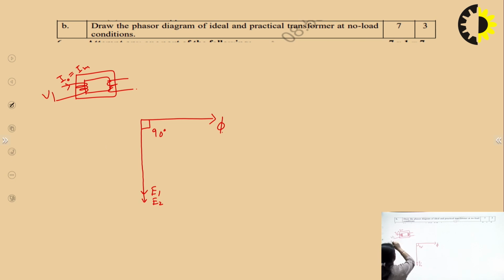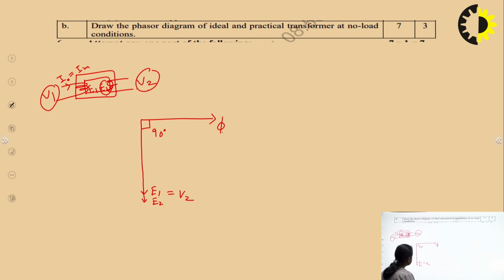So here we are applying the voltage V1 and we are getting V2, and the induced EMFs are E1 and E2. As there is no loss, E2 will be equal to V2 because there is no loss in between. Now we have already drawn E1, E2, V2. We have plotted this, and now what about V1?